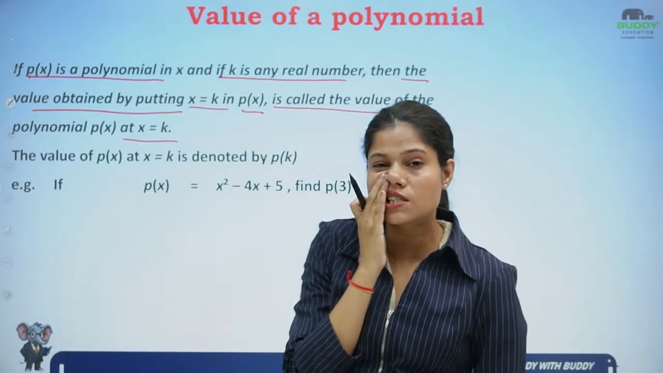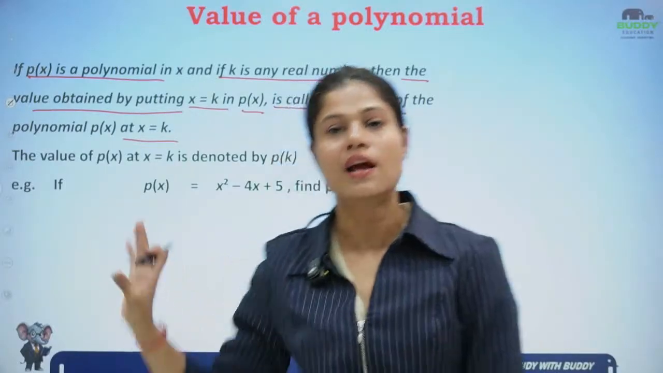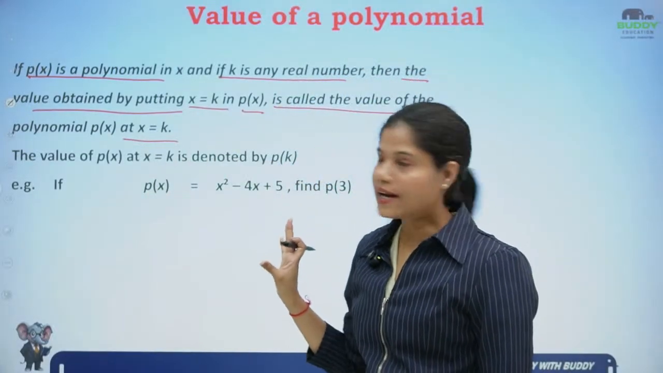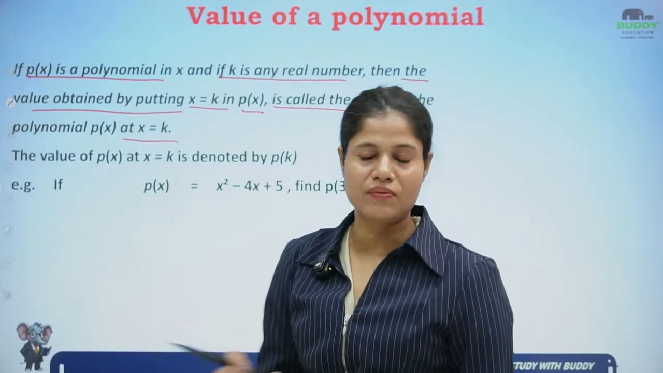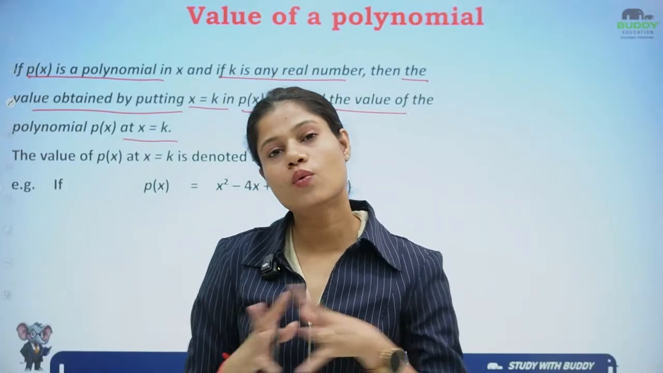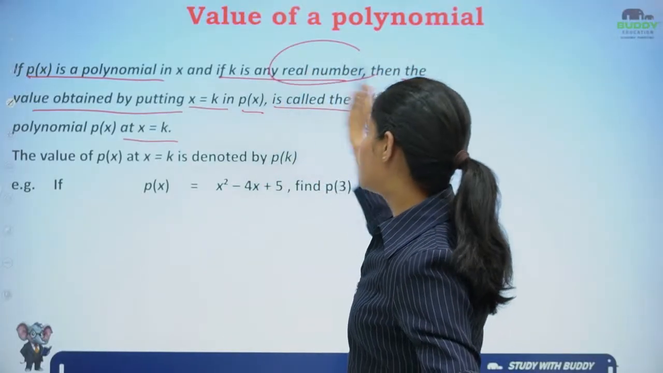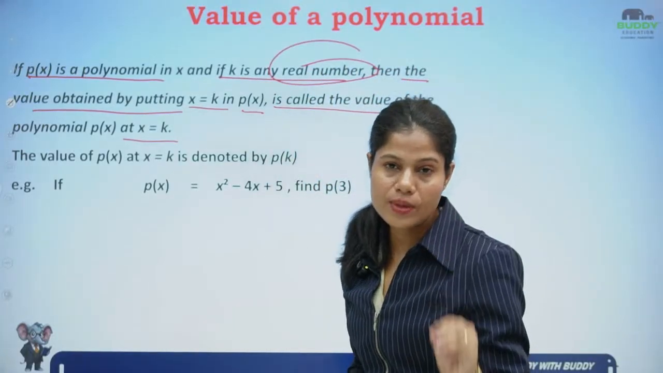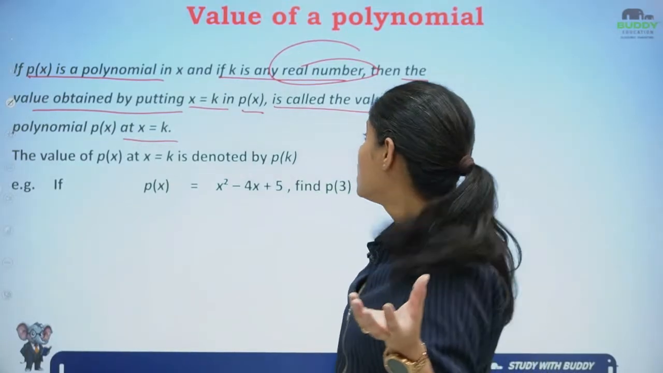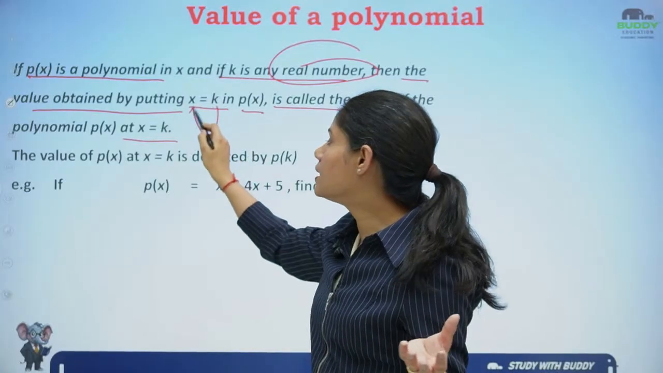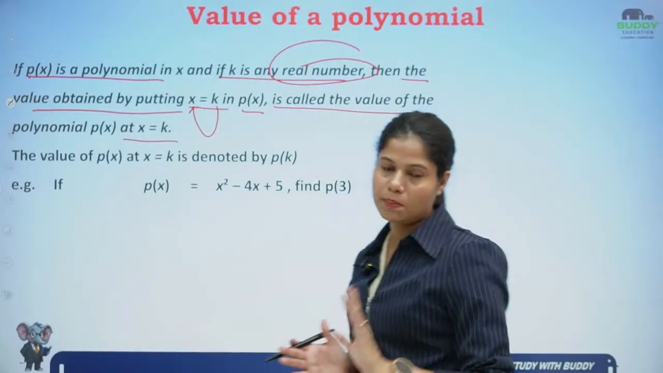Now this definition may seem very different, and you may say, ma'am, we don't understand what is written. The core meaning is very simple. Whenever you want to find the value of a polynomial at any real number, all you have to do is put that value in place of x. Let's understand it better by an example.